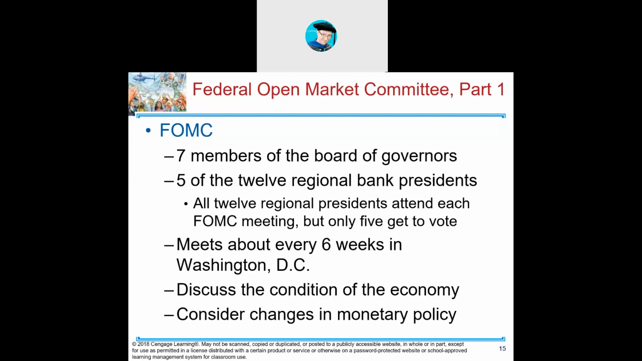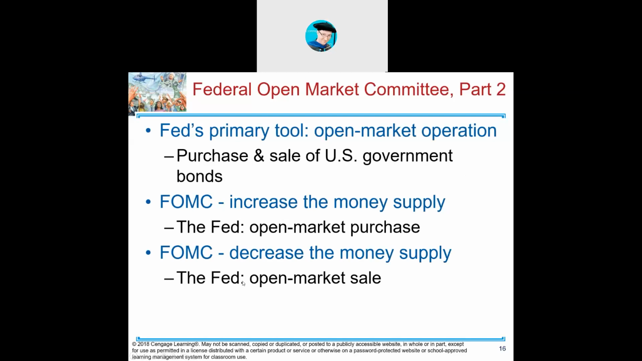They talk about economic conditions, and they consider changes to monetary policy. Think of this as like the central government saying, "Hey, economy's going down. Let's pump more cash in to get it back up." Or if the economy's up really good, let's take more money out of it to slow it down. Those are the types of decisions they make. And so, how do they do that? They buy and sell government bonds.